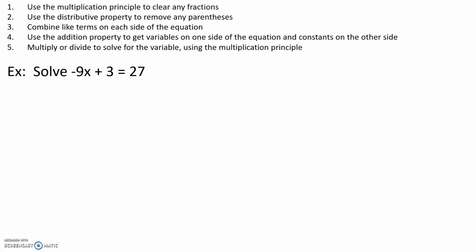Now, step 4, use the addition property to get variables on one side and constants on the other side. Since the variables are on the left side, let's move the constants to the right side. So we would have negative 9x equals 27 minus 3, which is 24. Multiply or divide to solve for the variable using the multiplication principle. Since x is being multiplied by negative 9, its inverse is to divide by negative 9. So our answer is x equals, when you have a positive divided by a negative, simply move the negative to the middle. You have negative 24 over 9.